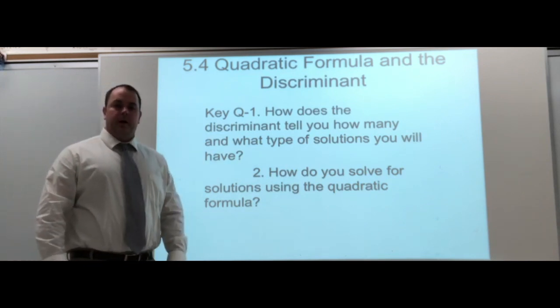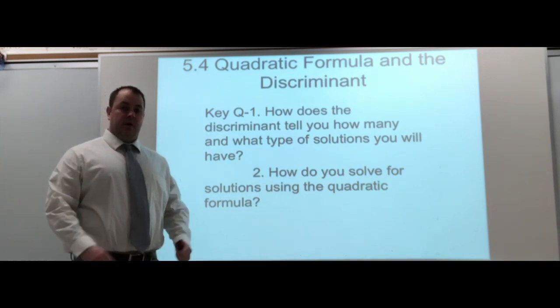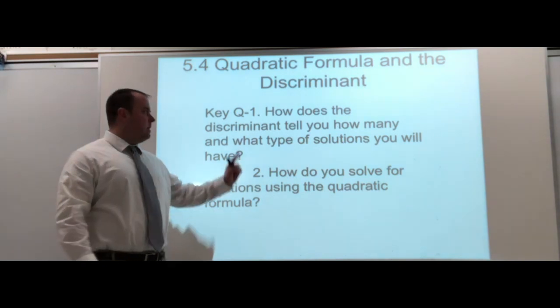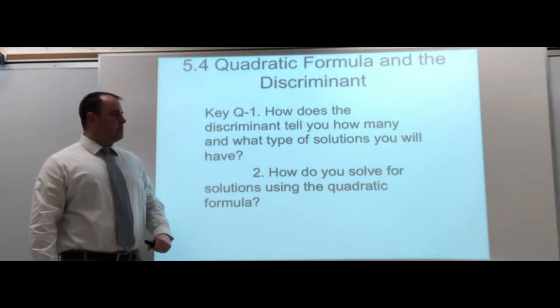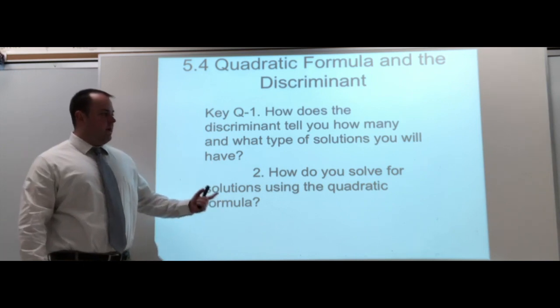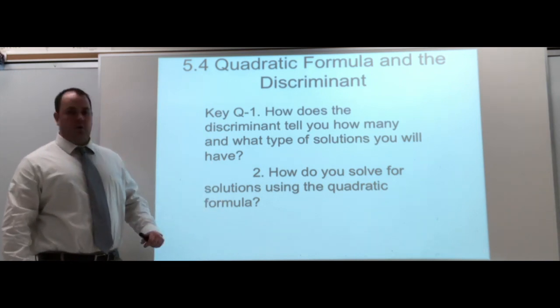Okay, so 5.4 now goes on to the quadratic formula. I'm going to break this section in two parts. First part deals with discriminant: how does the discriminant tell you how many and what type of solutions you will find? And number two, how do you solve the solutions using the quadratic formula?